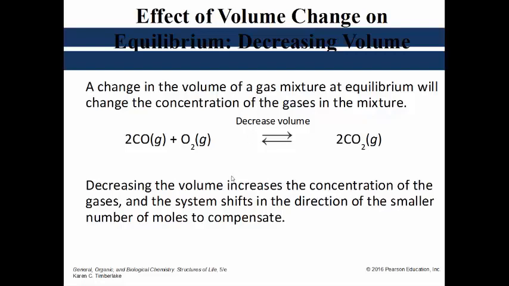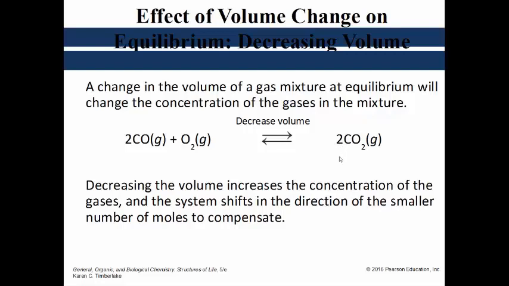When you decrease the volume of the gas, that'll make the concentration go up, and the overall system will shift in the direction of the smaller number of moles. So what you're looking for here is you're counting the number of moles on either side of the reaction. So for here, 2, and that's understood 1. So this side of the reaction has 3 moles. This side only has 2 moles.